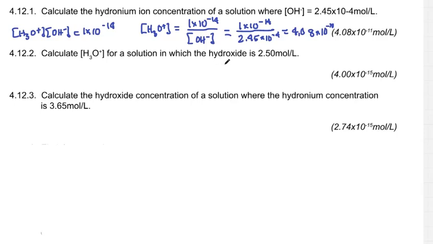Here again, if they give us hydroxide, we want H3O. Our H3O, the ion we want to find, is the ion product for water divided by, and our hydroxide is 2.5. 1 times 10 to the minus 14 divided by 2.5 comes out to 4 times 10 to the minus 15, and with 3 sig digs, that should be 4.00.